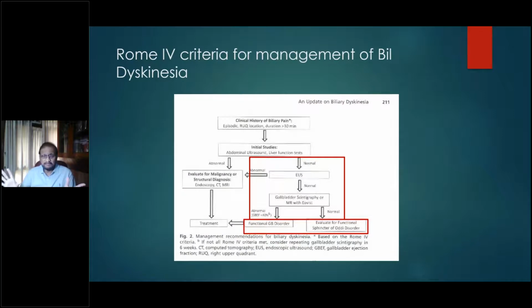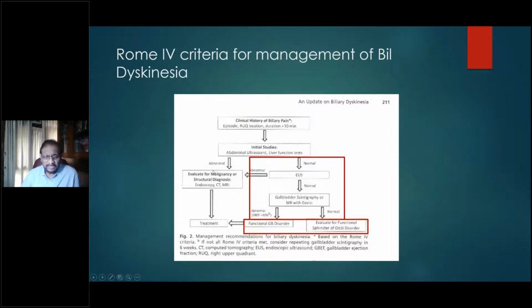So what is the flow chart? Come to the last slide. The clinical history of biliary pain. A patient comes to you with biliary pain, episodic, right upper quadrant. This was according to the definition. The definition of biliary pain, he conforms to the definition. Now what do you do? The initial study of ultrasound and liver function test. What do you land up with?